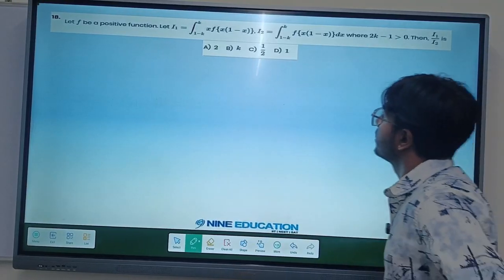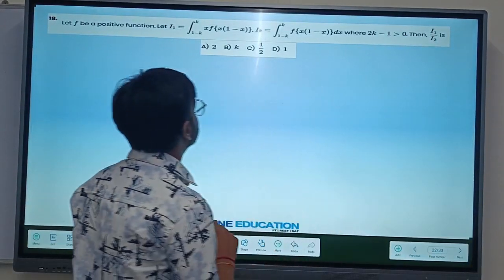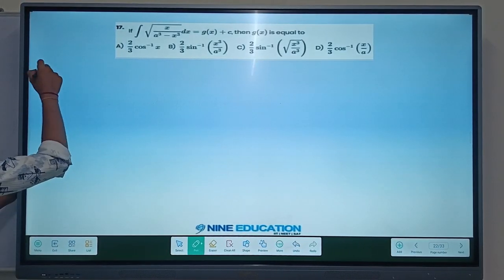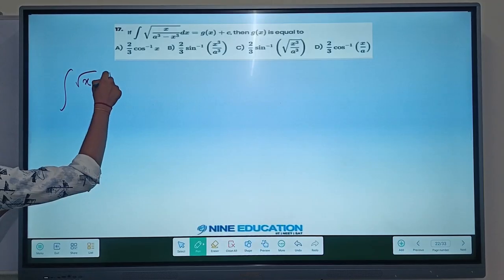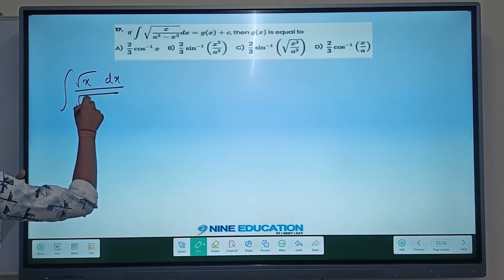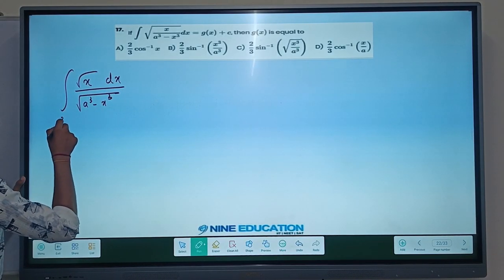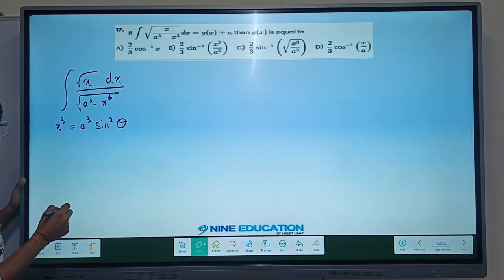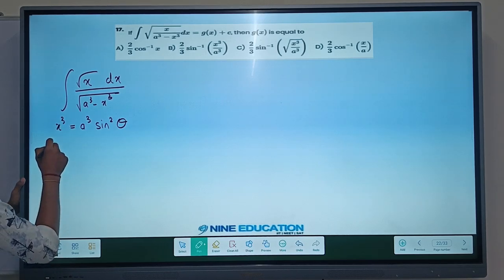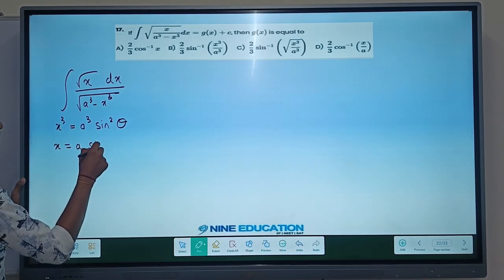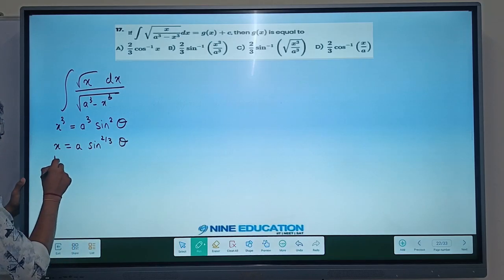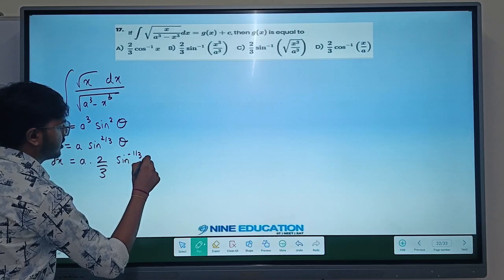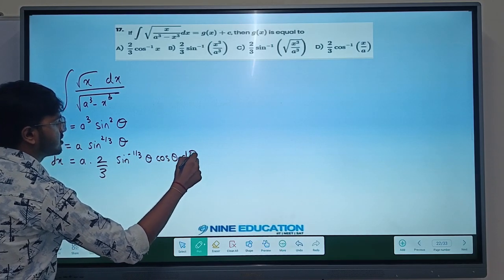Alright, for our 17th question, which is remaining, what we can do is integration. I can write it as root x dx divided by root of a cube minus x cube. For simplification, I can take x cube as a cube sine square theta. So x would be a sine power 2 by 3 theta. So dx would be a into 2 by 3 sine power minus 1 by 3 theta, differentiation of sine theta is cos theta d theta.